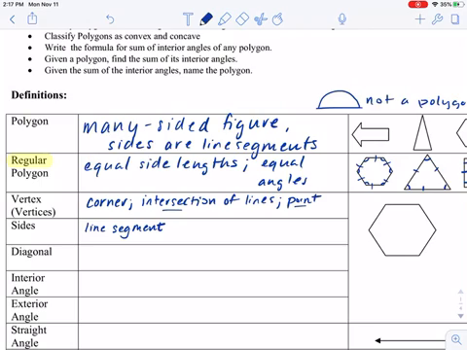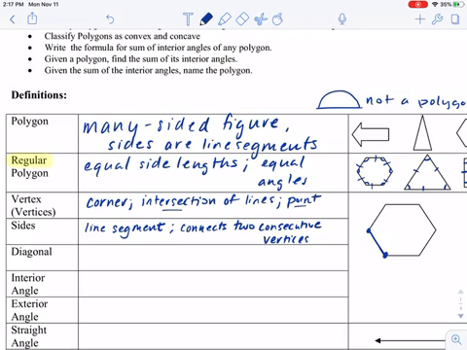In this case, we mean the side of a polygon. A side connects two consecutive vertices. So here's a vertex and here's a vertex. A side would connect two vertices that are next to each other.